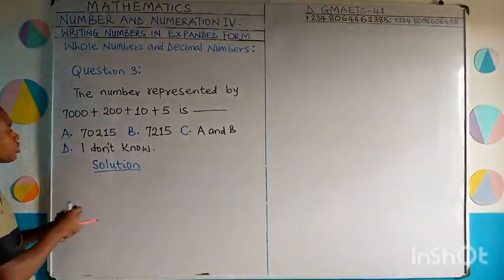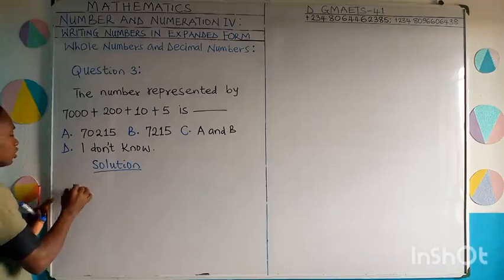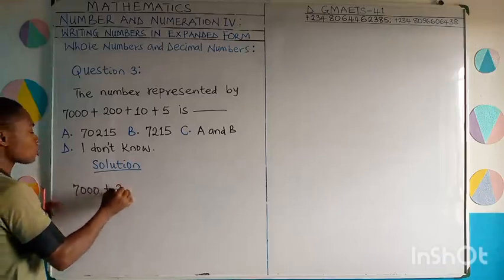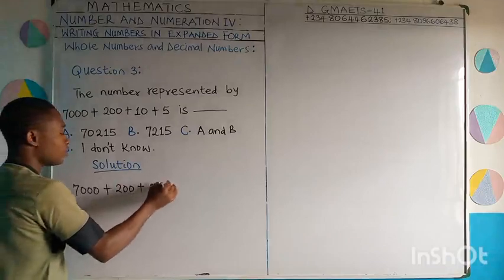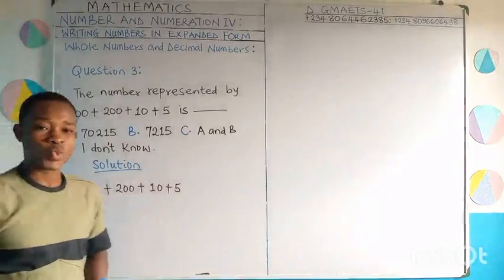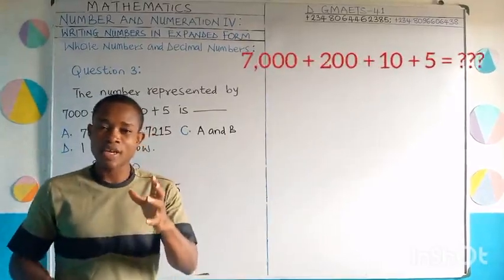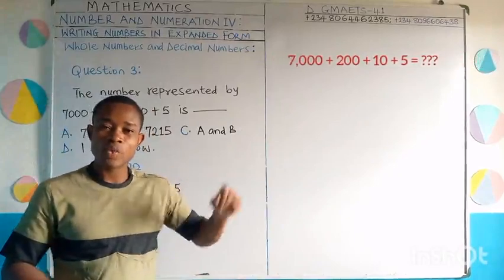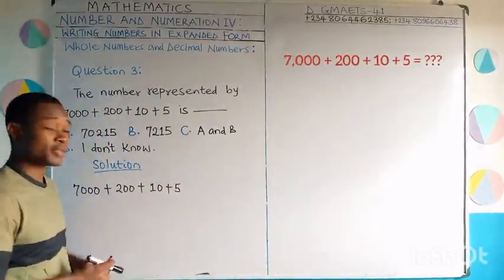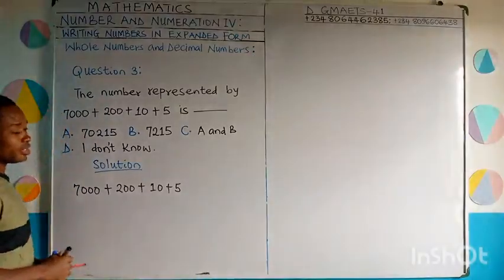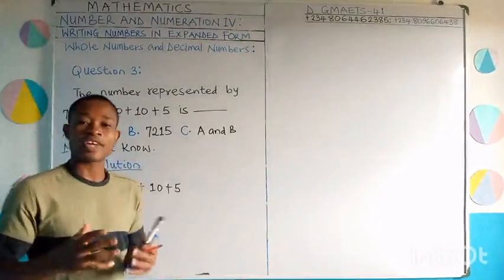Alright, so in our solution, we have 7,000 plus 200 plus 10 plus 5. If you remember, this was the number in expanded form I gave you from the beginning of this class, alright? Asking which whole number is represented by this. Okay, now, how do we do this? There's a fast way of getting your answer.